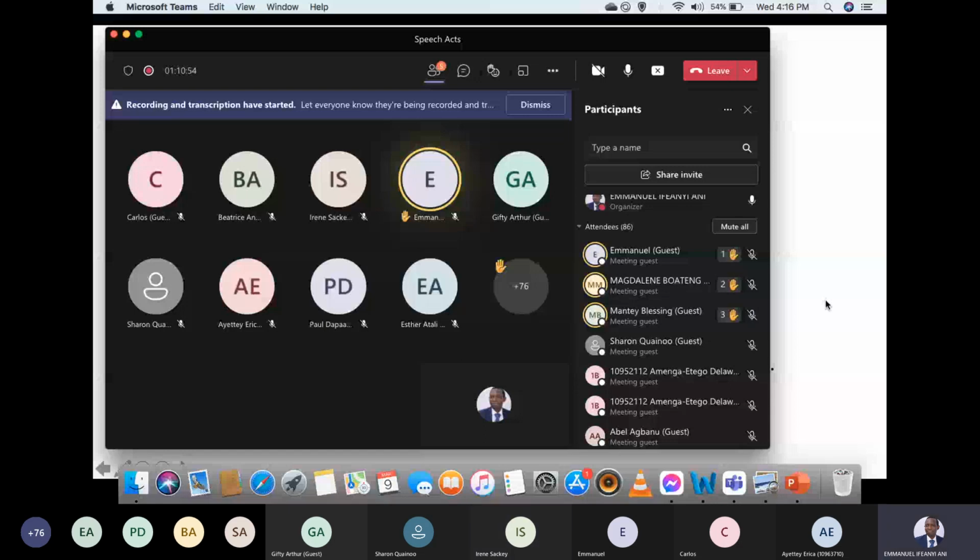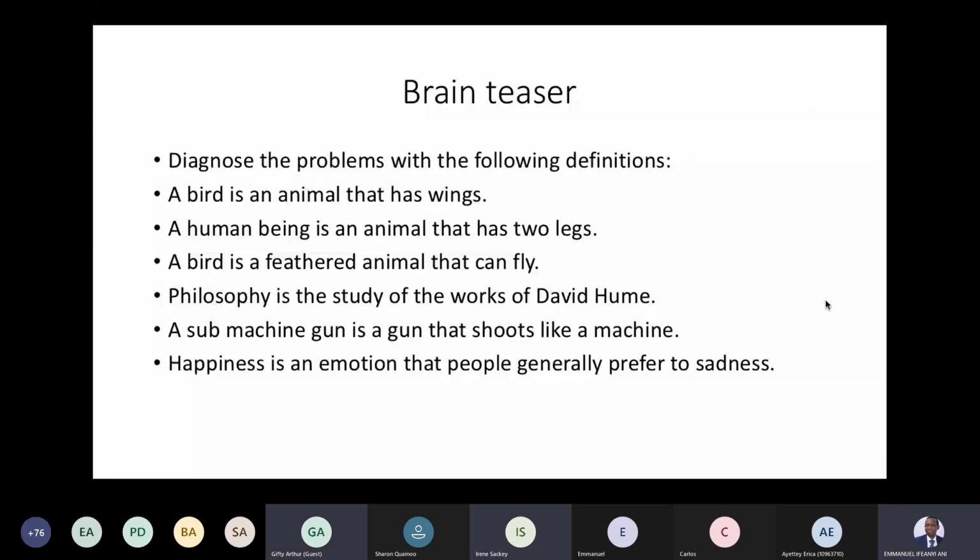Okay, so you know that sadness is the opposite of happiness. The answer is begging the question. So when you say happiness is an emotion that people generally prefer to sadness, yeah, so number one, the definition begs the question. It begs the question.